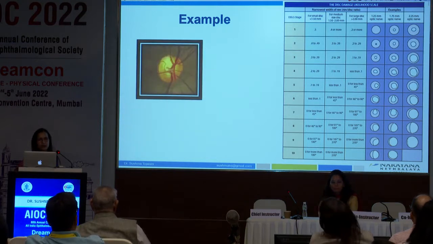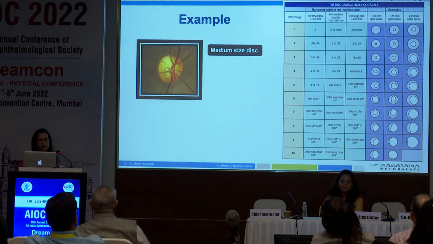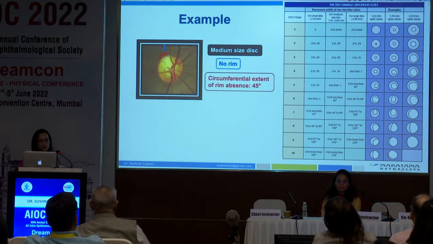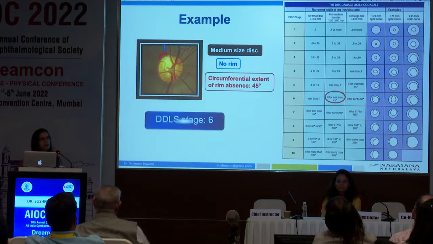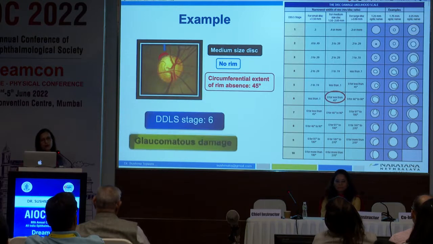Another example, you can clearly see a notch there. This is a medium-sized disc, so no rim at that place. The circumferential extent of rim absence is around, say, 45 degrees. And this fits into DDLS stage 6. So this is the glaucomatous damage.